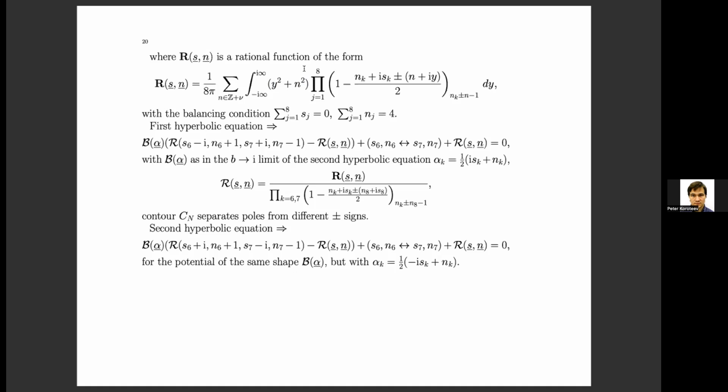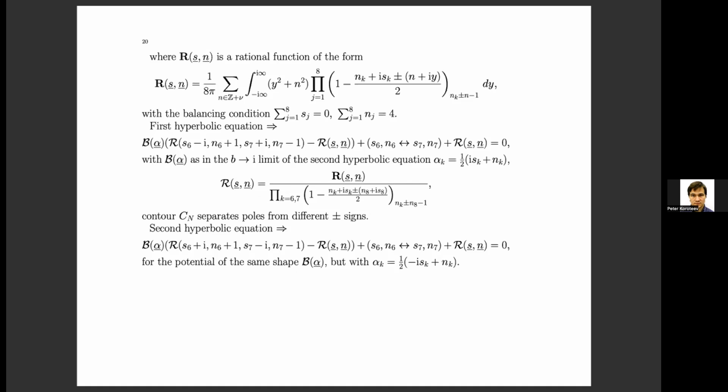You integrate a rational function over the infinite contour. When you close it up, you will get another rational function. So this is a rational function with a very unusual representation. And the equations again have the same form as before. Now R curled is the ratio of this R bold divided by four Pochhammer symbols, and the B potential is again exactly the same for a specific parameterization of these alpha variables. So everything looks more or less the same, just interpretations are different and choices of the parameters are different. Then the second hyperbolic equation is converted to this one. So again, two equations satisfied by this one function.